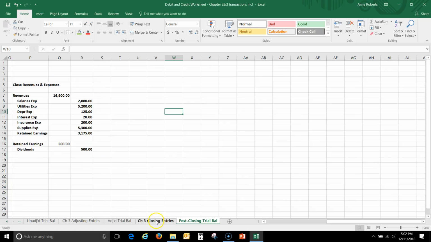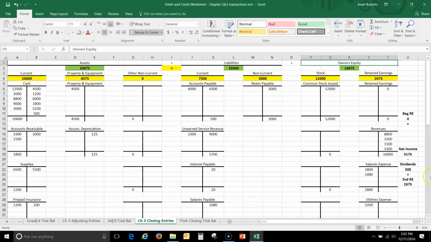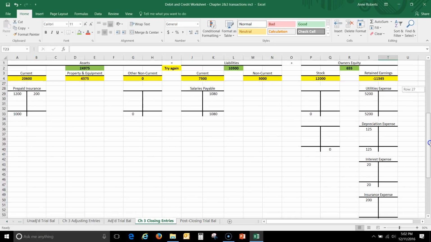Okay, so let's go over here to the closing journal entries tab, and let's close out these items. So again, right now, revenues are sitting out there with $16,900. So to zero that out, we need a $16,900 debit. Okay. So now the balance is zero. The expense account has a $28.80 in the debit side, so we need a $28.80 in the credit side. Same thing for all of our other expense accounts.